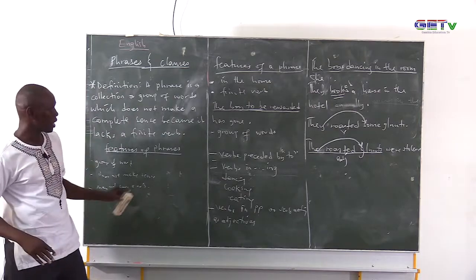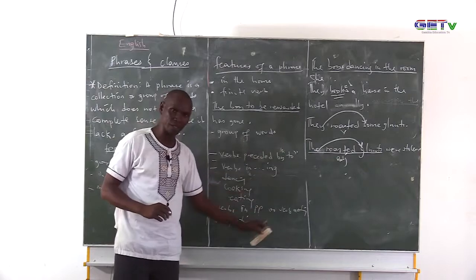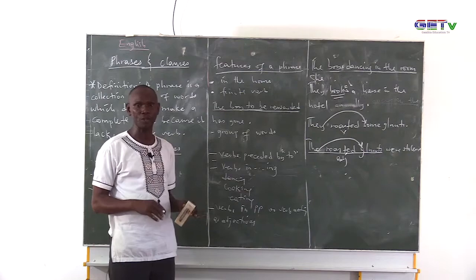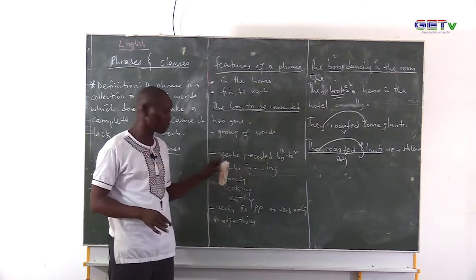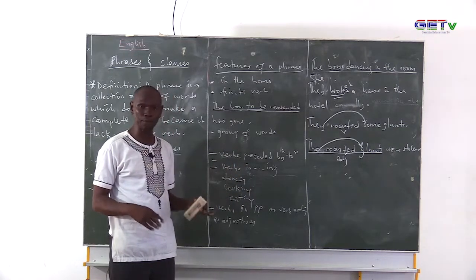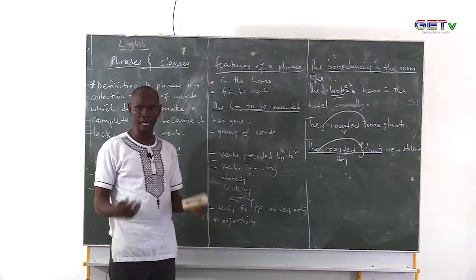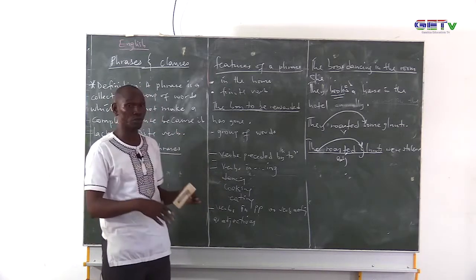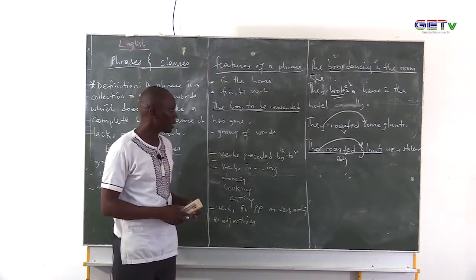Now, by looking at these three categories, take note that phrases may be without verbs, but you may still have verbs in them. But then they have to be non-finite verbs. And we talked about the three: verbs in ing form, verbs that are preceded by to, and verbs in past participle form, or verbs acting as adjectives. With that, you'll understand this better, and you'll not find it difficult to identify phrases from clauses.